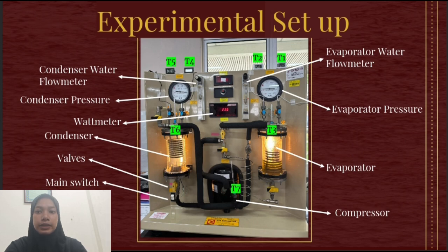Next is the experimental setup. For this experiment, we use refrigeration cycle demonstration unit R633 PE10 which uses R141B refrigerant fluid. There are 11 components we need to identify for the experiment, which are the condenser water flow meter, condenser pressure, watt meter, condenser, valve, main switch, evaporator water flow meter, evaporator pressure, evaporator, compressor and also thermometer.